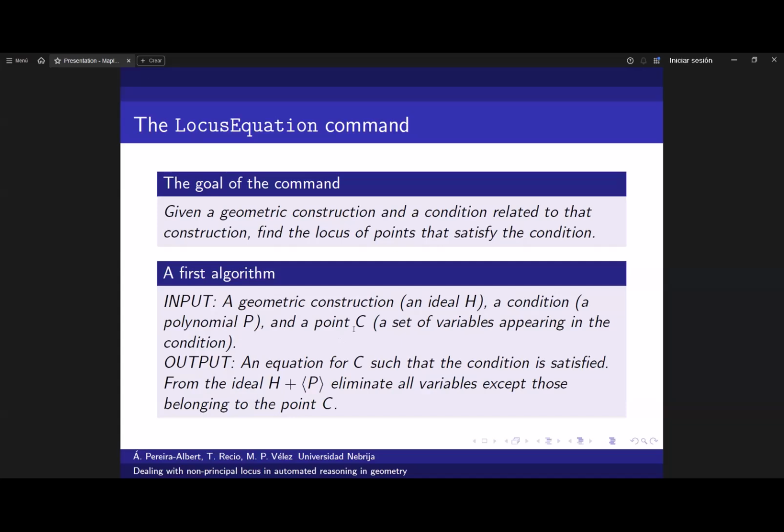That is going to be the point that we can move, and we expect an equation for the coordinates of C, such that if C satisfies it, the condition that we wanted is also satisfied. The way we do this is we get our ideal H that represents the geometric construction, we add the ideal P, and we eliminate all the variables except those that belong to the point C. So only two variables if we're on the plane, or three variables if we're in three-dimensional space, will remain.